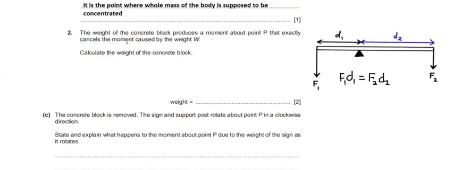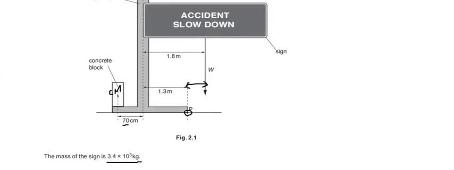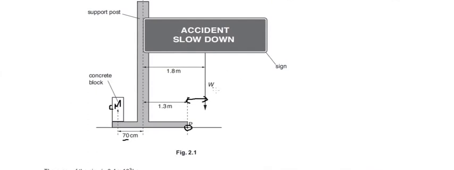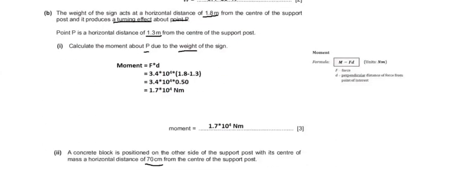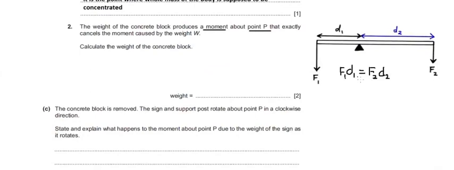The weight of the concrete block produces a moment about a point P that exactly cancels the moment caused by the weight W. Calculate the weight of the concrete block. Here you can see the moment produced by the weight about a point P is exactly the same as the moment produced by this concrete block about the point P. So that is called the principle of moments.